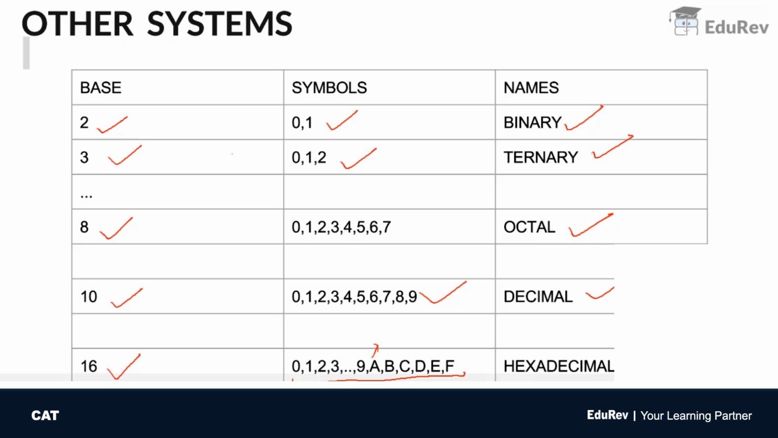Then 10 is represented by A, 11 by B, 12 by C, 13 by D, 14 by E, and 15 by F. So basically we are going from 0 to 15, but we are using 0 to 9 and then A to F, and this is known as the hexadecimal. So these are the different systems which can be used.